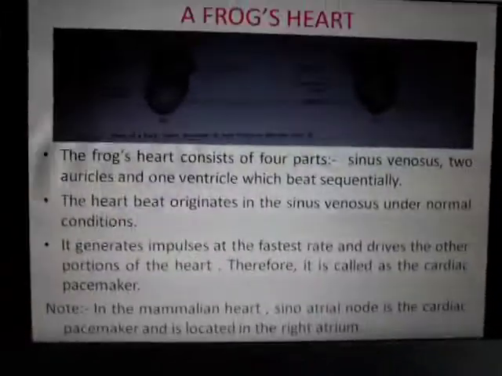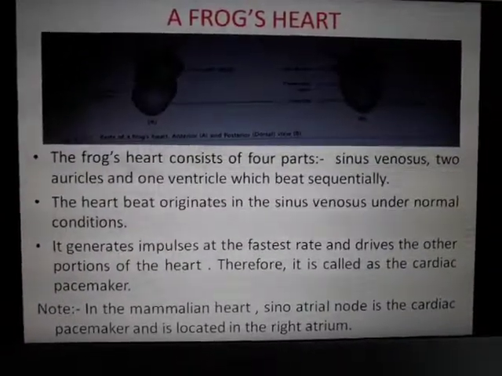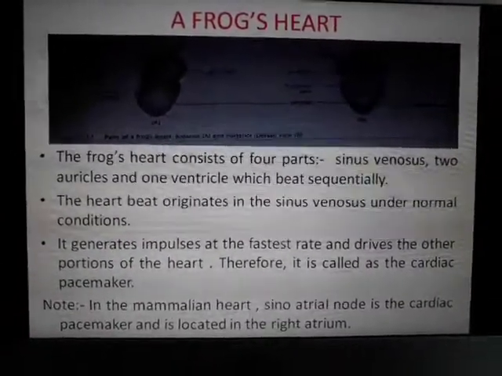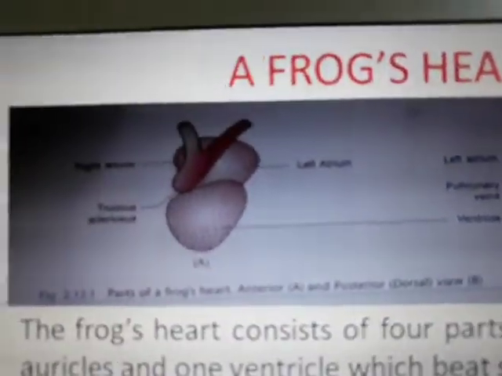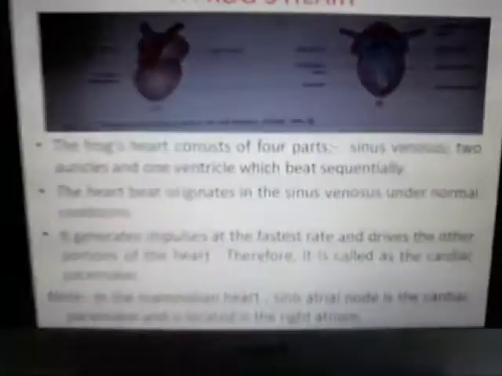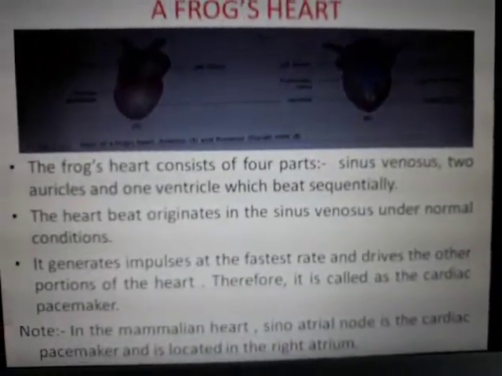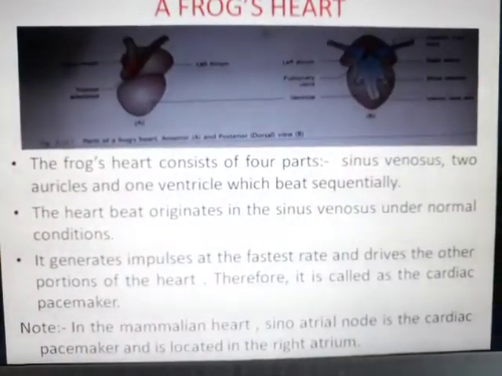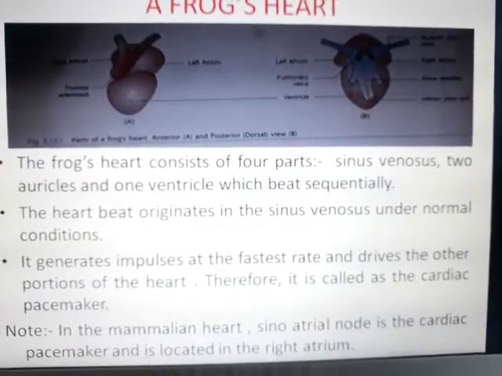A frog's heart. A frog's heart consists of four parts: sinus venosus, two auricles, and one ventricle. Okay, this is the picture. Which beat sequentially. The heartbeat originates in the sinus venosus under normal conditions.